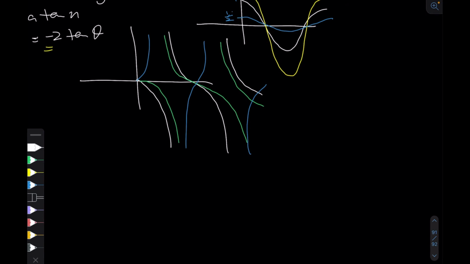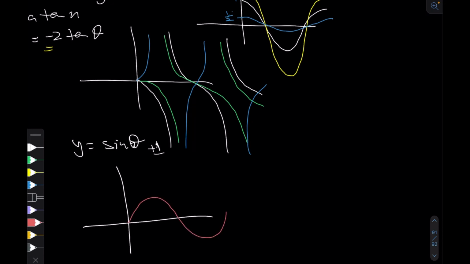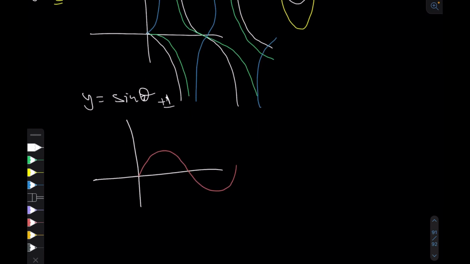What if I say y equals sine theta plus 1, right? So this is my normal sine curve, right? And what the plus 1 is really doing is taking every point and shifting it. So if I take this point, at this point the y value is 1, what it's doing is shifting every point 1 unit above, right?